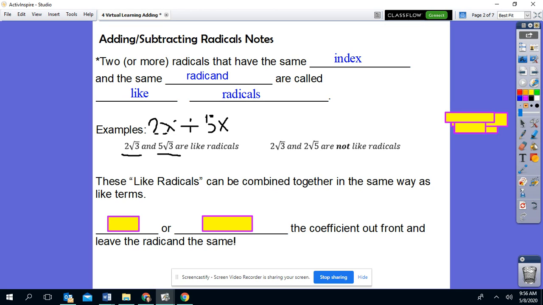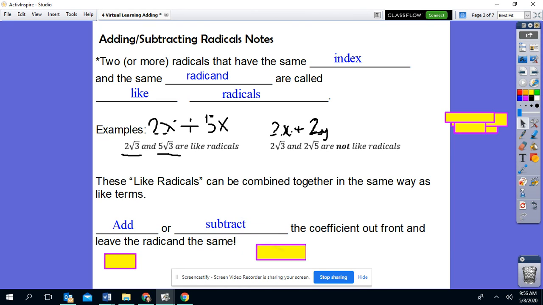I know that's not easy to see. And then this one, we've got a square root of 3 and a square root of 5. So those are not like radicals. That's like having a 2x and a 2y. Again, this pen is not great, but I want to be able to write while I talk. So you could not add 2x and 2y. These like radicals can be combined, just like terms, and we would add or subtract the numbers out front. And we'll just leave the radicand the same.